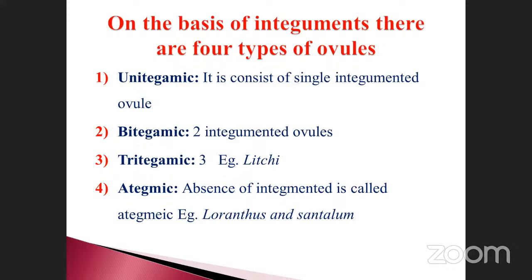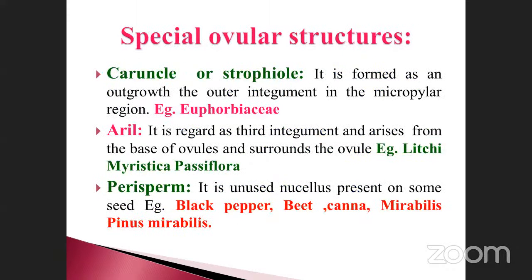Lychee comes under the heading of tritegmic because it contains two tegmen, that is inner and outer. Here, absence of tegmen, it is completely absent. Here two. Here only one is there. Maximum 3 only present in it. And then special ovular structures. These are the other things. We will finish up to this level only. We'll see the remaining things in the next one.